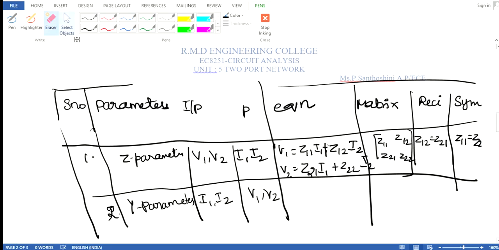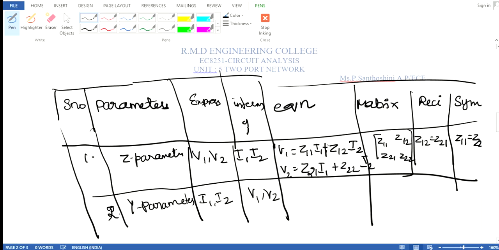You can use a word instead of this one: express in terms of. So don't use the word input and output. You can use the word express. Express in terms of, and in terms of. So now it is correct. So don't tell it is the input and output. You can use the words I1, I2, V1, V2.